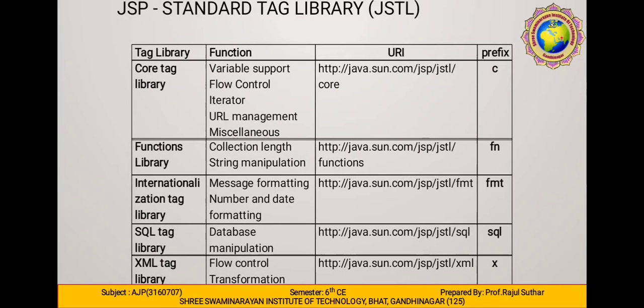Generally this URI is common: http://java.sun.com, then /jsp/jstl. Up to this path is common for all the tag libraries. But the last part depends on what you require. For core, /core. For function, /functions. Then for formatting tag we require fmt. fmt is a prefix; here the last part indicates the prefix. Then again we require /sql for SQL, and /xml for XML.